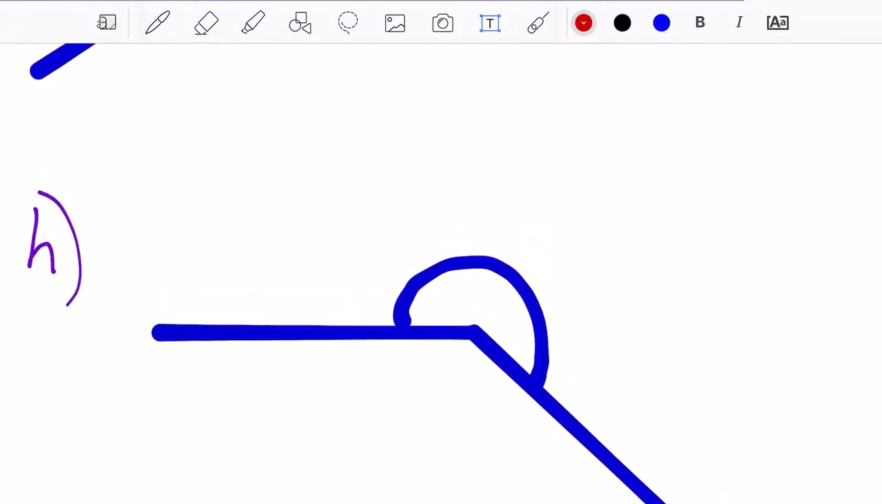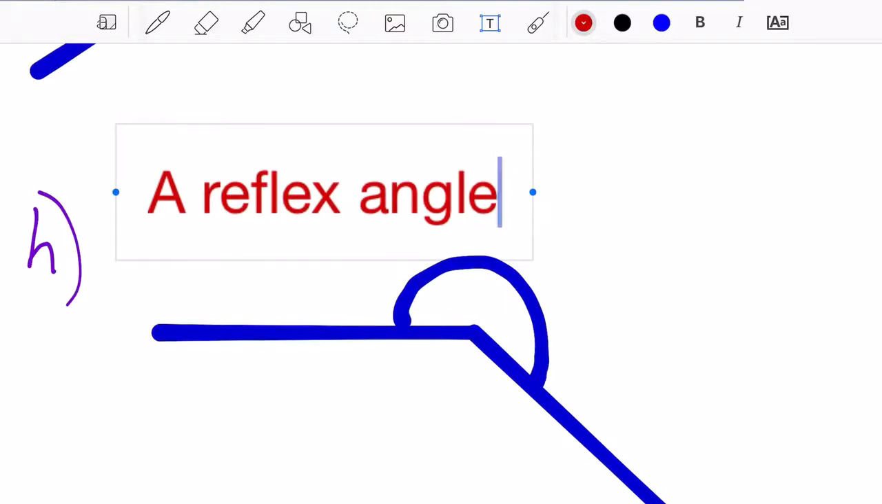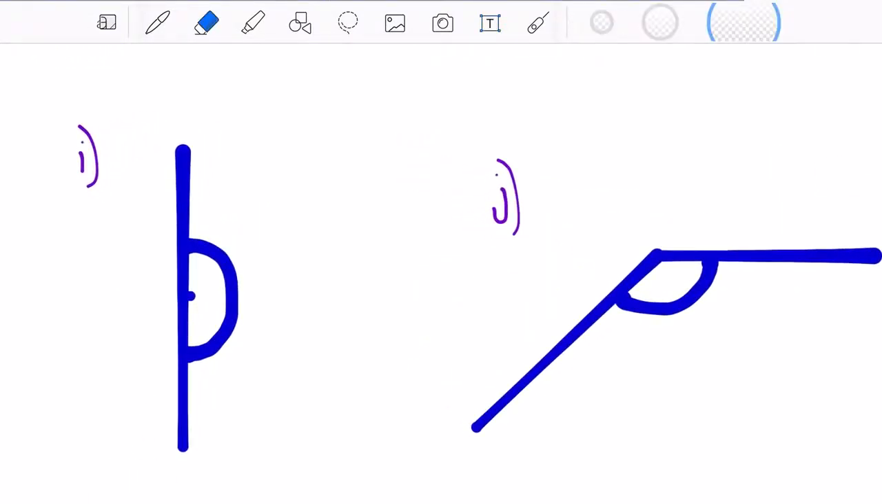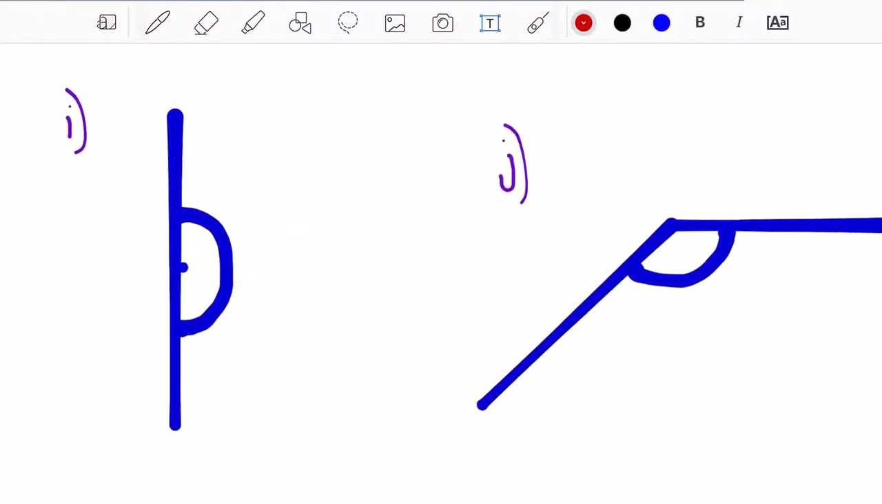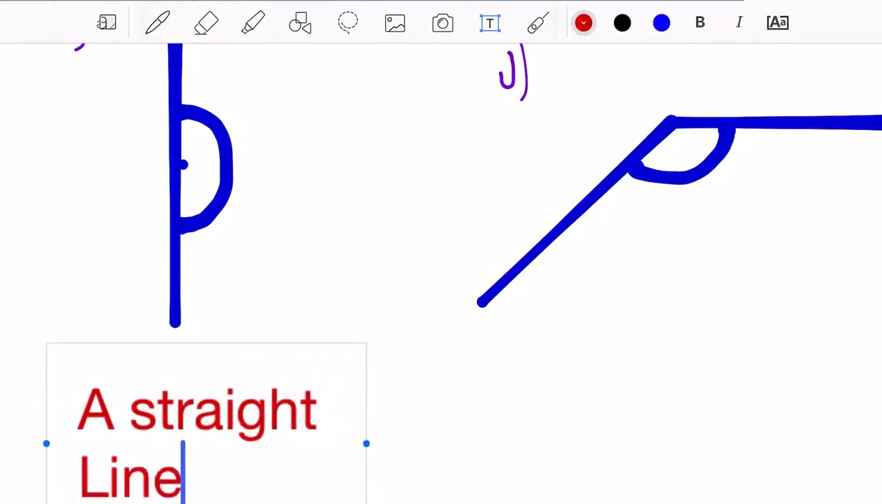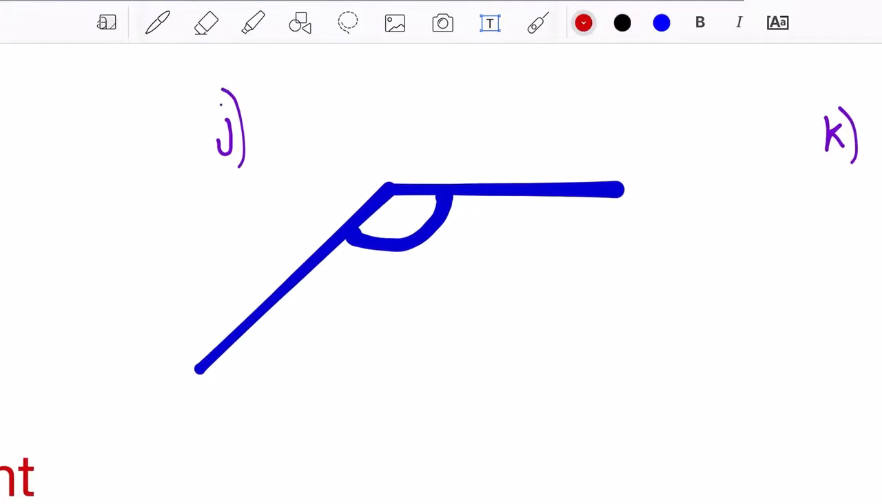Next we have this angle for H, which is more than 180 degrees but less than 360 degrees. This is called a reflex angle. Next we have a straight line angle. J. We have an angle that is more than 90 degrees but less than 180 degrees. We call this an obtuse angle.